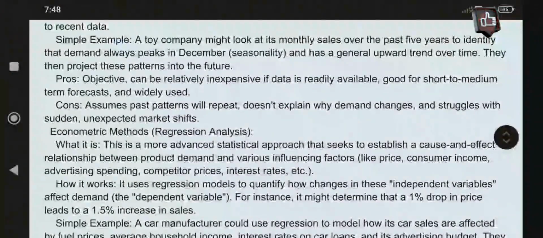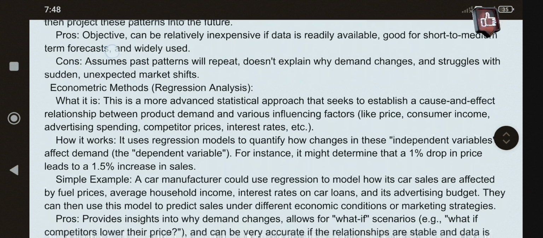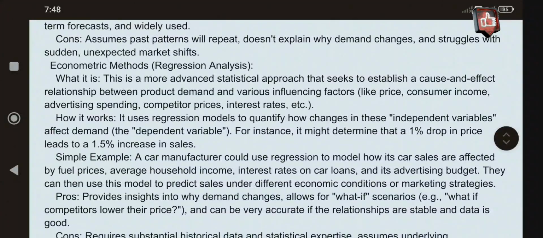Pros: objective, can be relatively inexpensive if data is readily available, good for short to medium-term forecasts, and widely used. Cons: assumes past patterns will repeat, doesn't explain why demand changes, and struggles with sudden, unexpected market shifts.